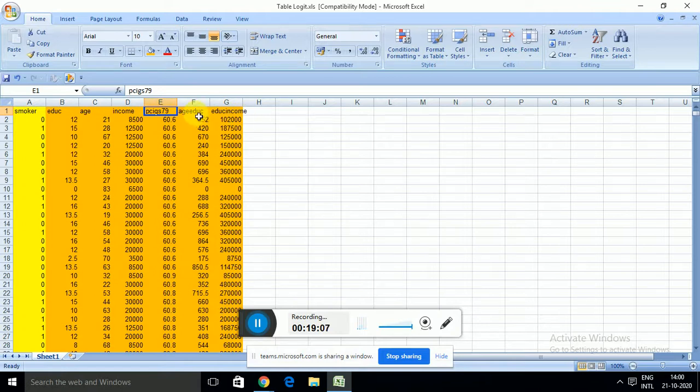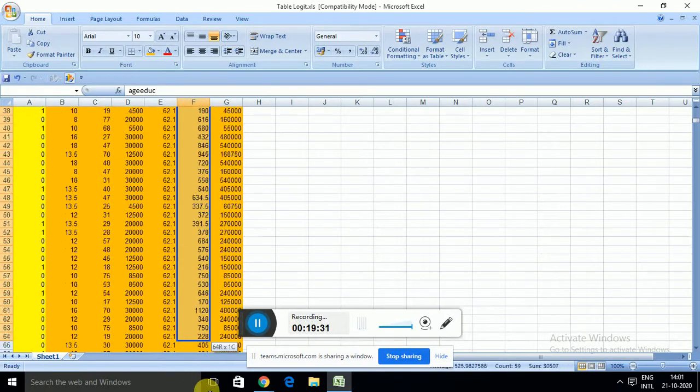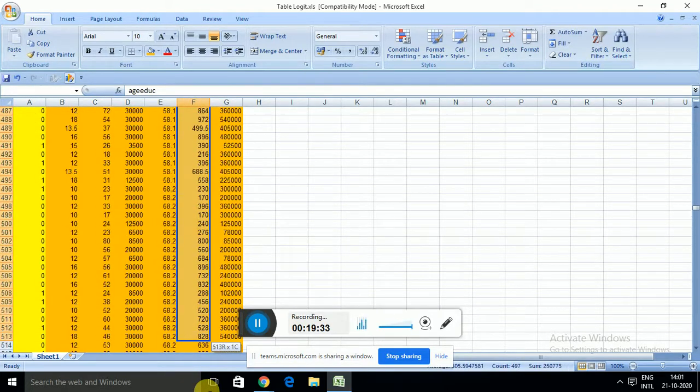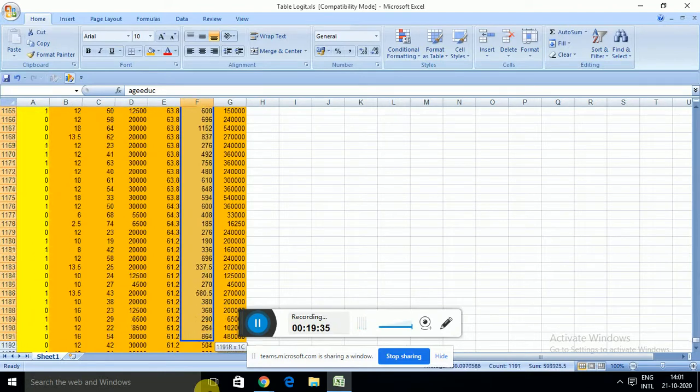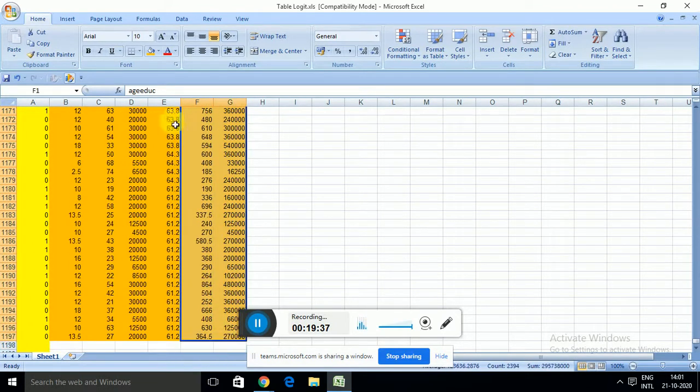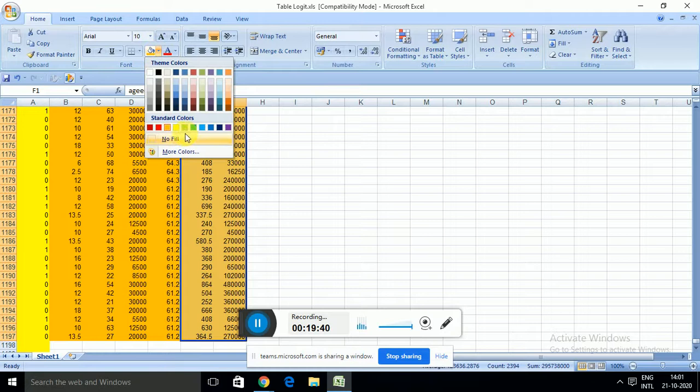So I can introduce non-linearity either by introducing a polynomial. For instance, I can make it education square or age square or income square, or I can introduce a polynomial by, in this case, as you can see, I have multiplied age with education. In this case, I have multiplied education with income. So these last two variables are basically interactive variables, which is trying to introduce non-linearity in the x variable.